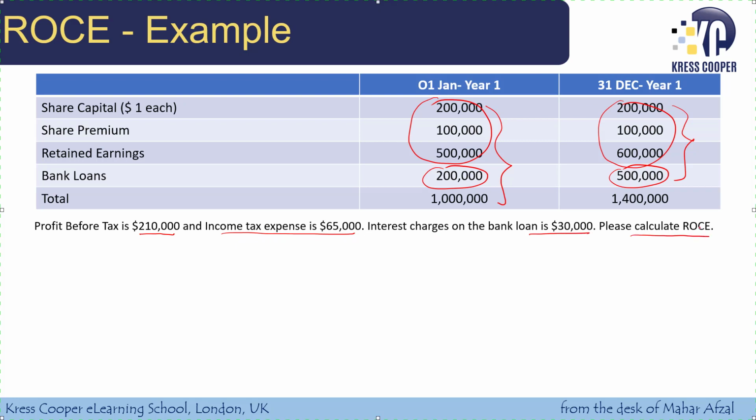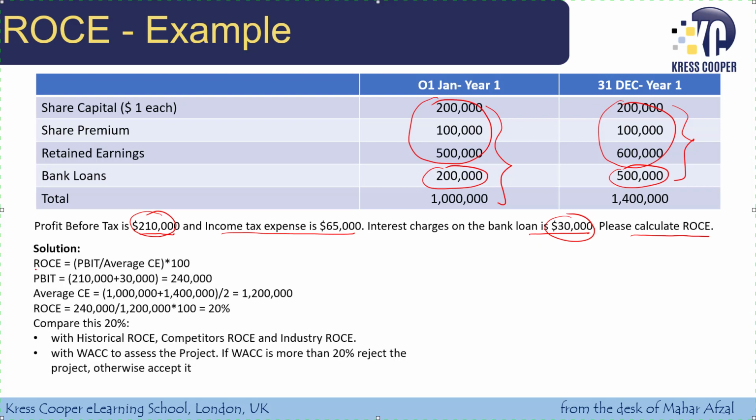We know the formula is profit before interest and tax divided by average capital employed, into 100. So this is profit before tax. It means interest has been deducted out of this profit of 210,000. If we add back this 30,000, it will become profit before interest and tax. So let's calculate it. Return on capital employed is equal to profit before interest and tax divided by average capital employed, into 100. Profit before interest and tax is 210,000 plus this 30,000.